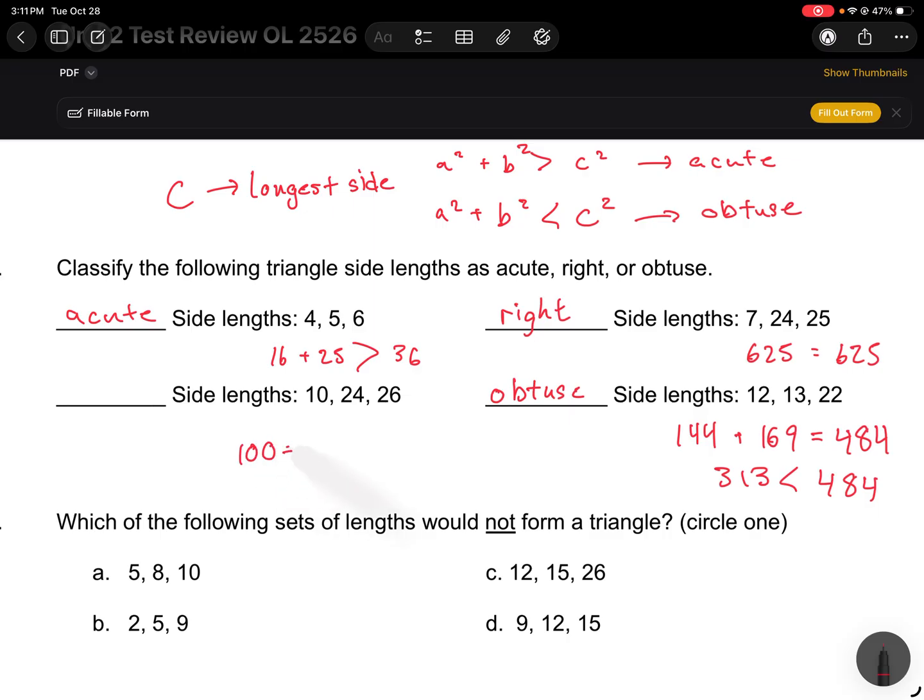Okay, and this would be 100 plus 576 equal to 676. So this is a right triangle.